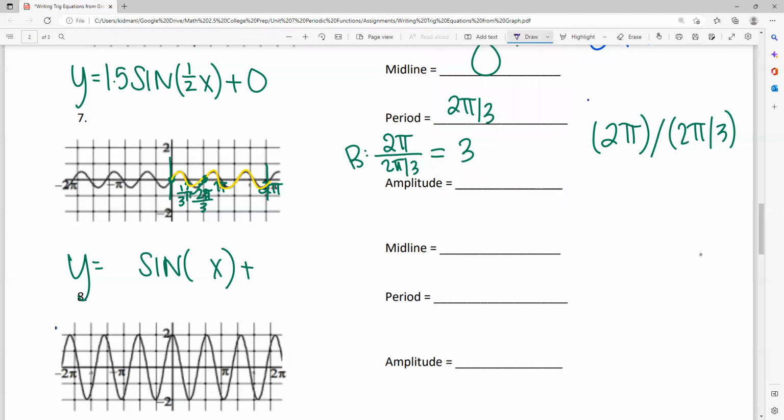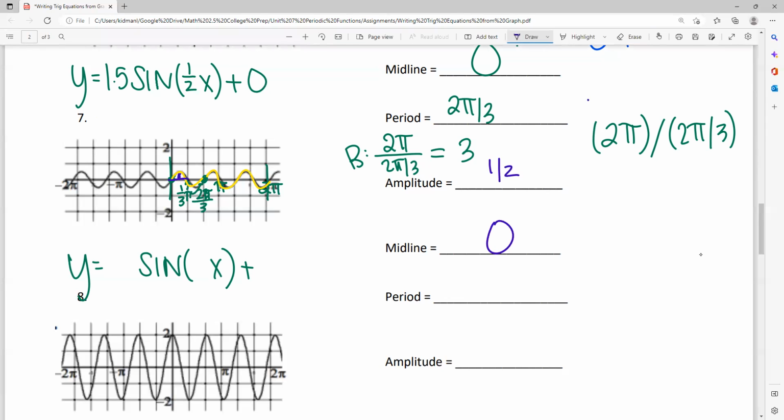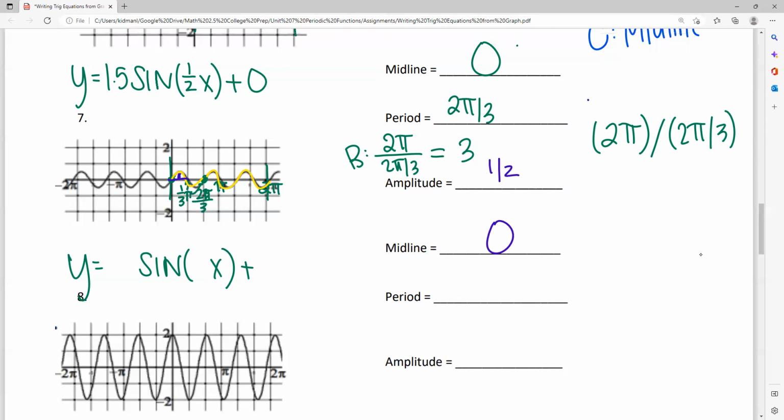So then let's look at our midline. So our midline goes right down the middle of our function. Where is that going to be in this case? Our midline is at 0. Our amplitude is the distance from the midline to the top, or the midline to the bottom. In this case, if we go from 0 up to here, it's just going to be a little 1/2. So we can then fill in our answer here by saying y equals our amplitude, so 1/2 sine, times our b value, which is how many times we see it between 0 and 2 pi, which we found out to be 3, plus our midline.